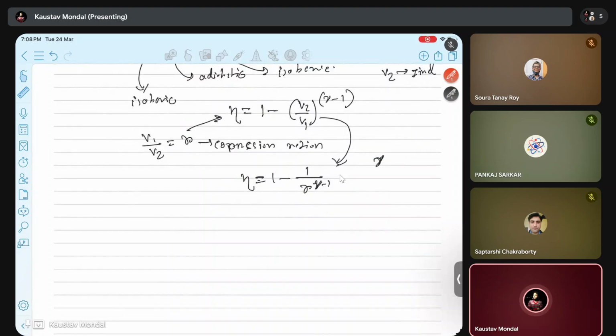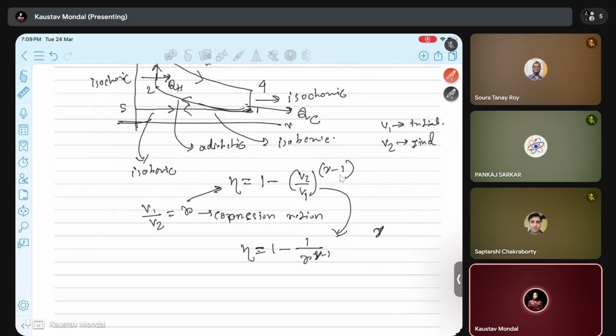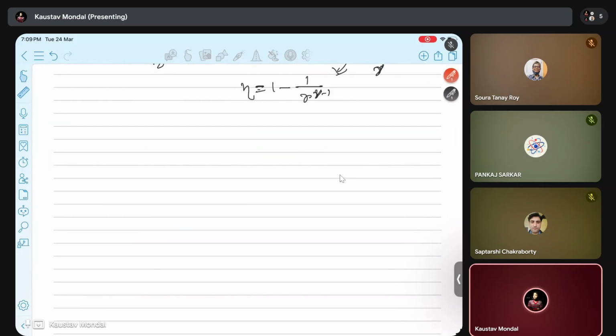Next is the diesel cycle. There is a difference between the Otto cycle and the diesel cycle. There's a difference in the basic mechanism. So, the diesel cycle.